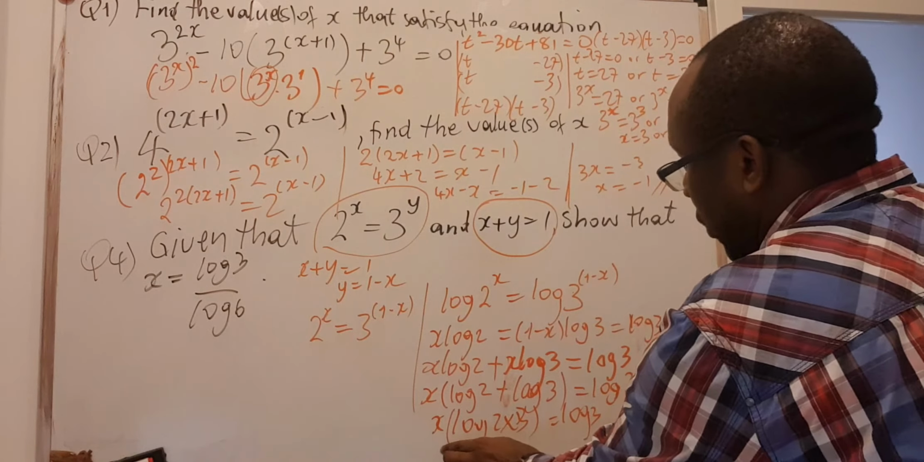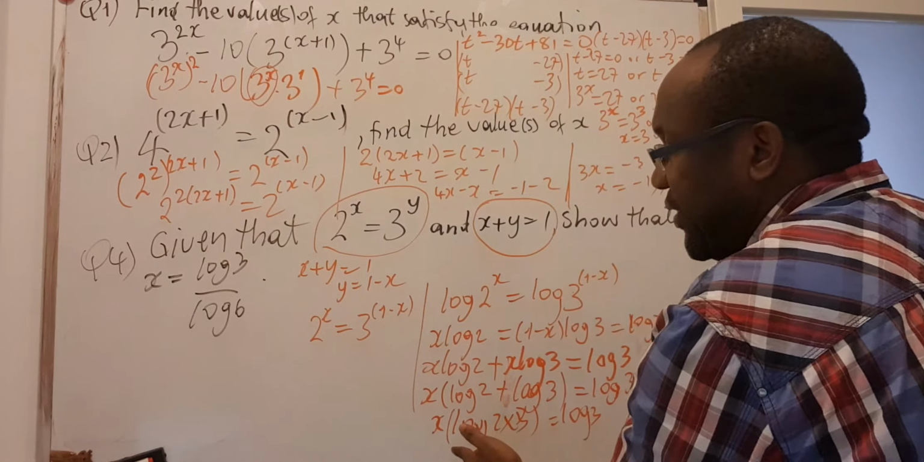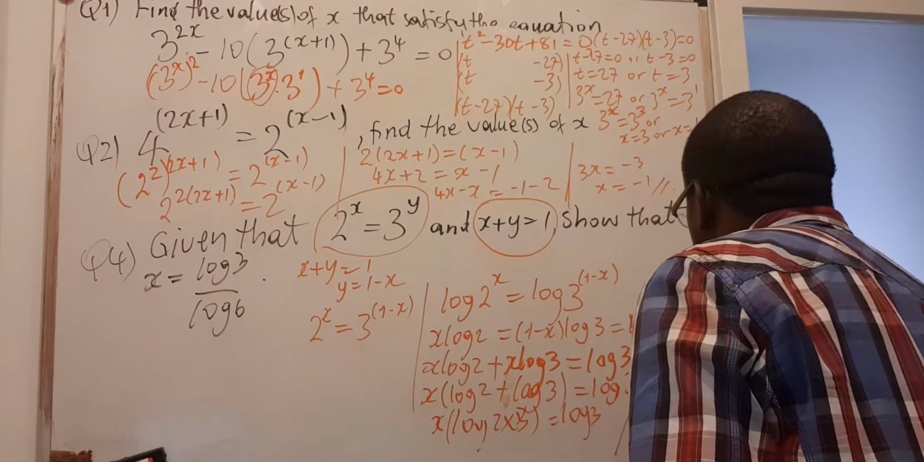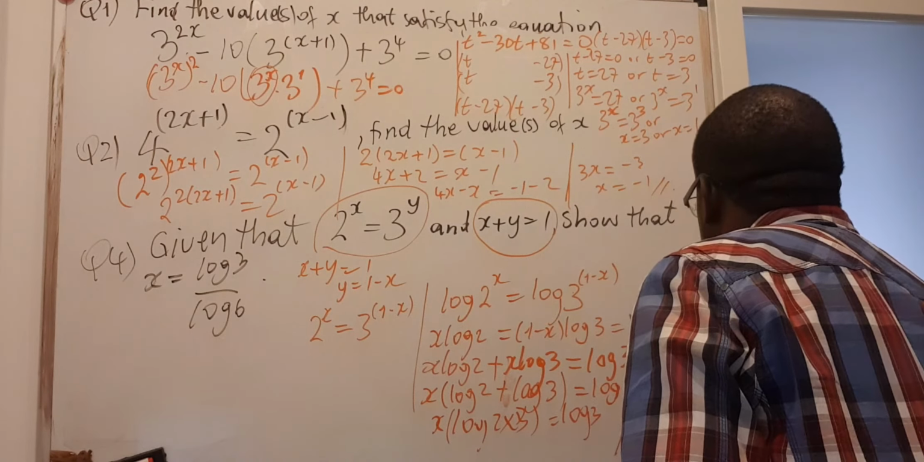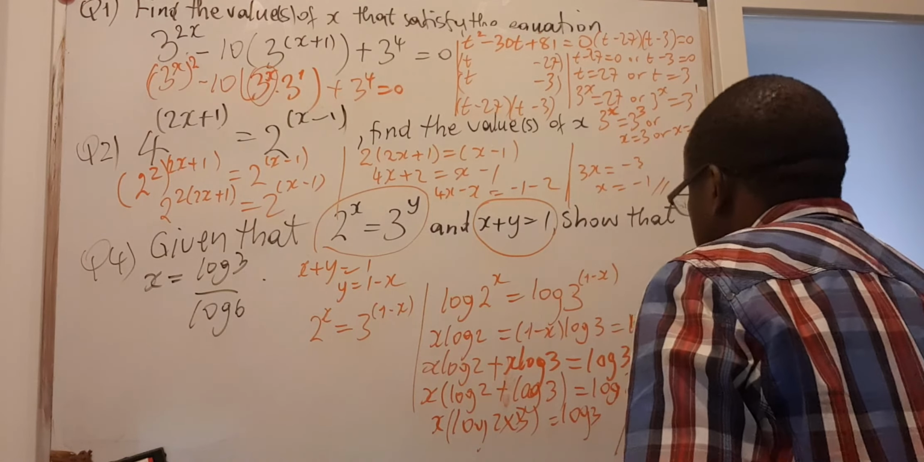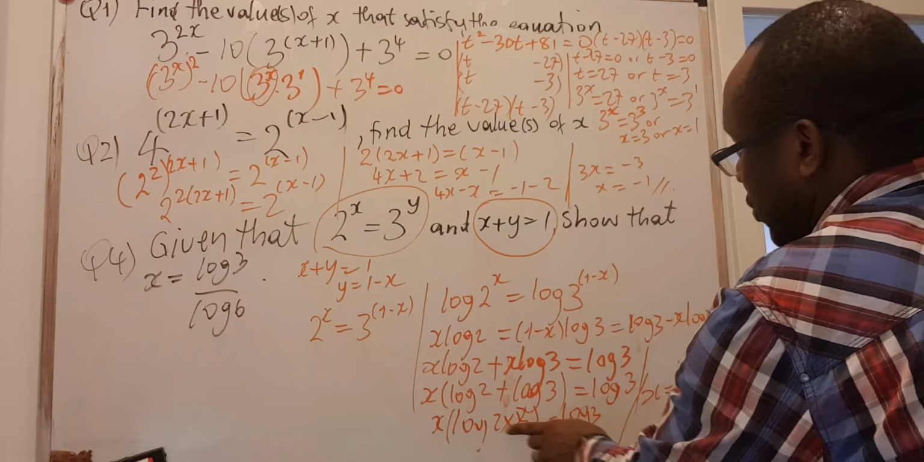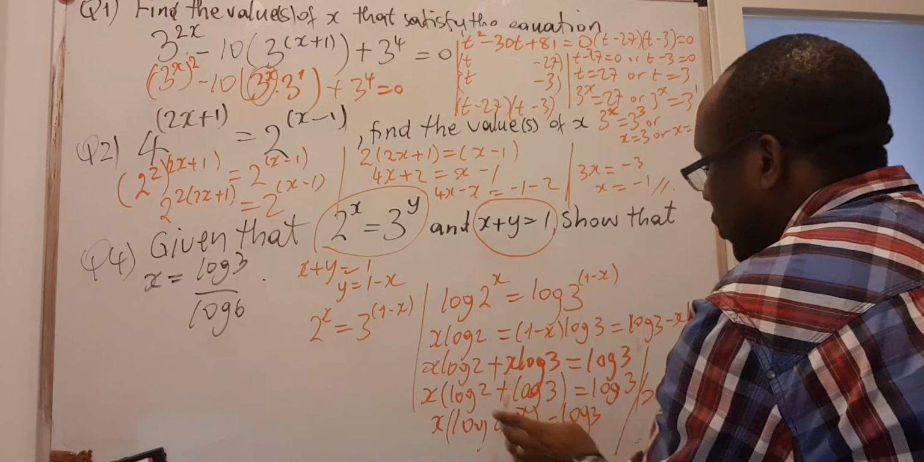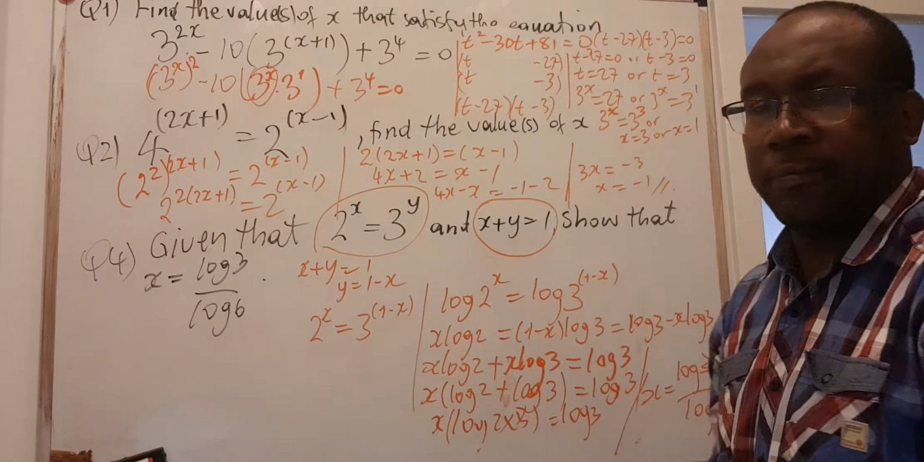Now to solve for x alone, I just have to divide both sides. 2 times 3 is 6. So my x is simply equal to log of 3 divided by log of 6. If I divide both sides by log 6, this is log 6, this goes off, and x is equal to that.